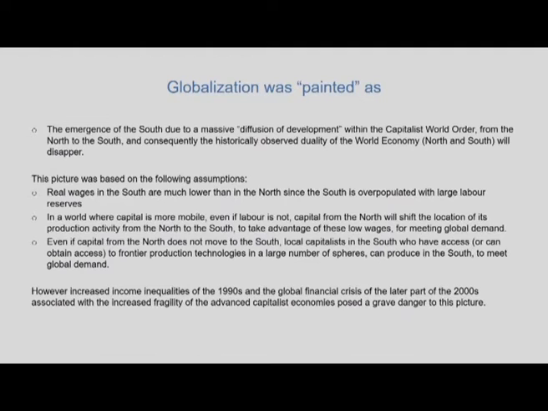So this picture of globalization that was painted began seeing it had its own discontents, and discontent with globalization began from the 1980s itself, from the time it was prescribed, but it intensified in the 1990s and 2000s.